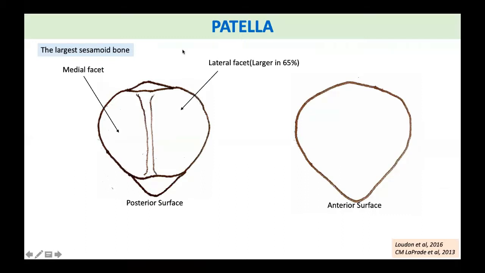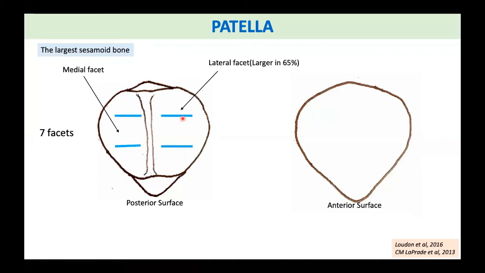It has a medial facet and a larger lateral facet. This is divided in the midline by a vertical ridge, the thickness of which is approximately 7 millimeters. So the cartilage in the vertical ridge is as thick as 7 millimeters, unlike at other points. The lateral facet is larger in only 65% of cases. In other cases, the medial facet may be larger, or they may be of equal size.